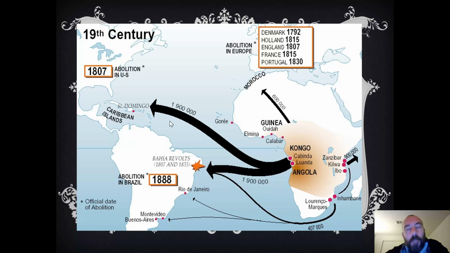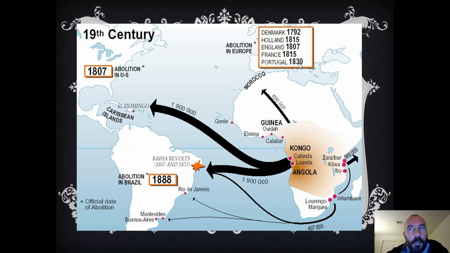But the slave trade itself was abolished in the U.S. in 1807. It took effect on January 1st of 1808, but the slave trade itself was abolished by that time. It was also abolished in England in 1807. In Denmark, it had been abolished in 1792, and the latest among these was Portugal in 1830.